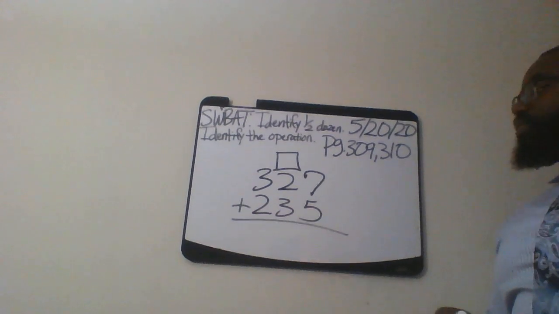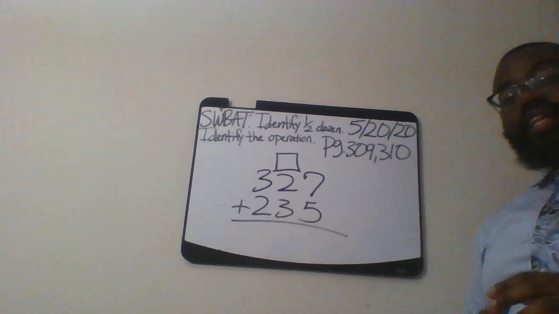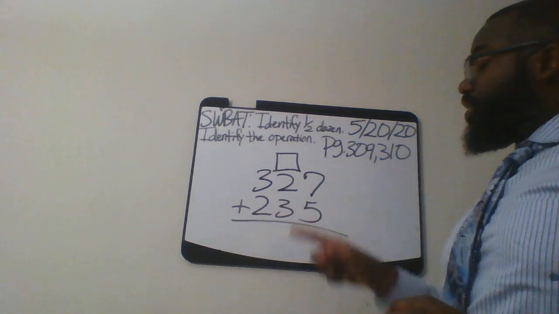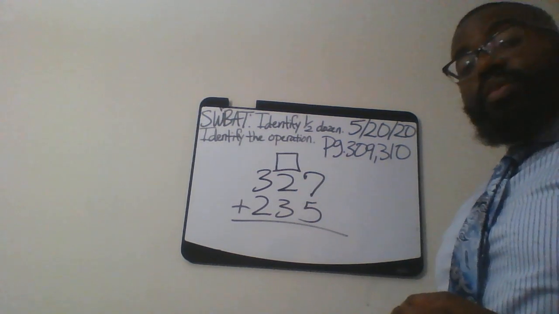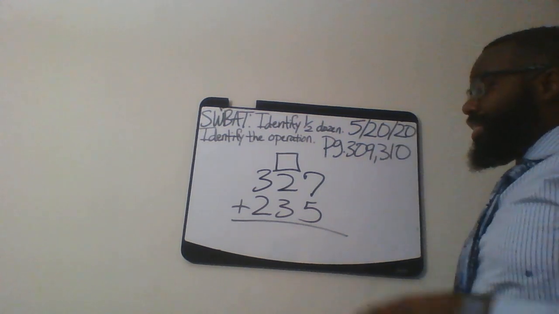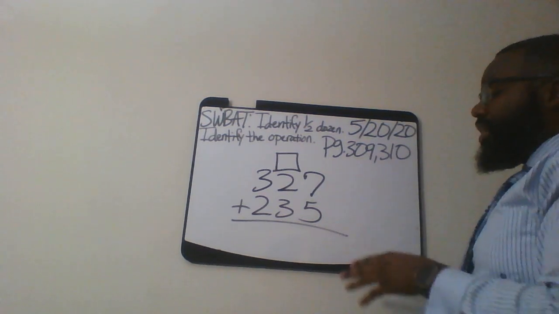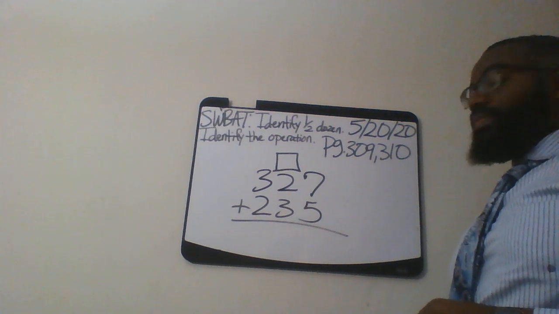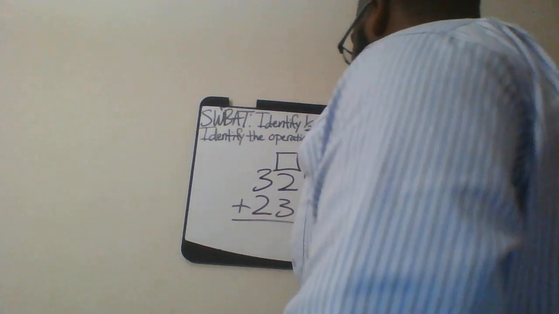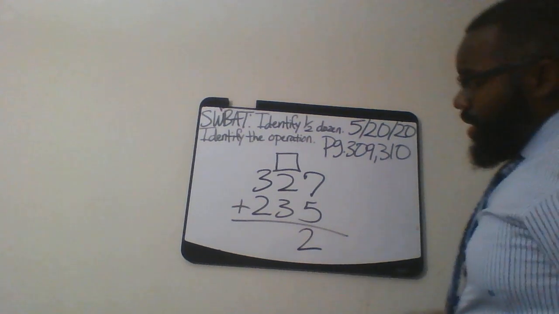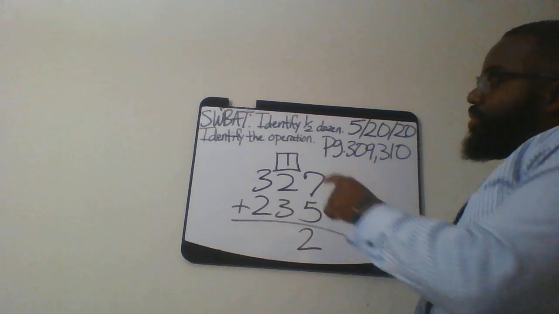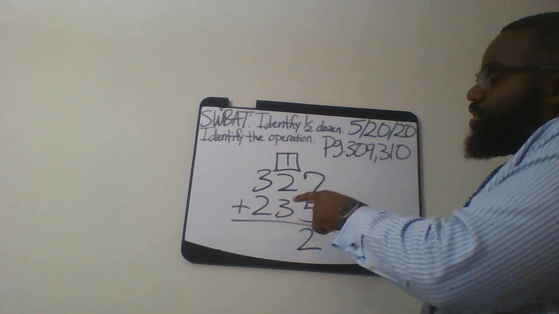Okay, as we flip the page over to 310, let's take a look at number 1. Number 1 has us adding 327 plus 235. Let's begin. As we know, in the ones place, 7 plus 5. What is 7 plus 5? 12. 7 plus 5 is 12. See, the 2 goes there. Then 1 goes there.